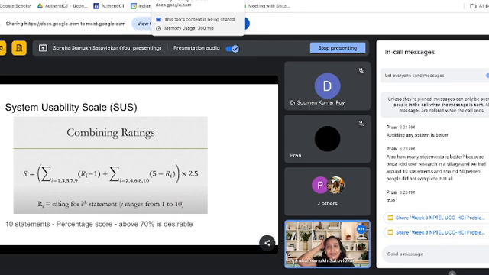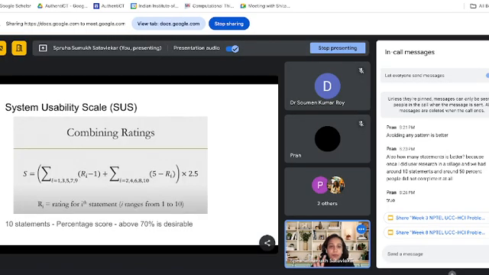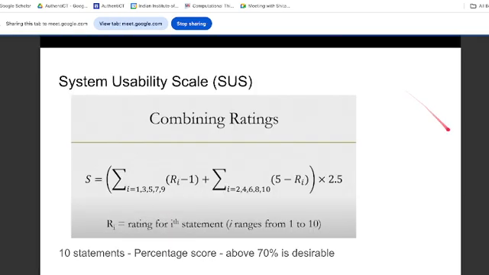But since there are 10 questions, 10 plus 10 plus 10, that entirely gives you a rating up to 100. To bring that up to a percentage, this multiplication by 2.5 is done. And then that gives you a percentage score. Above 70% is the desirable thing. So if you get the overall average of the percentages to 70, that is good enough. Your system is good enough.